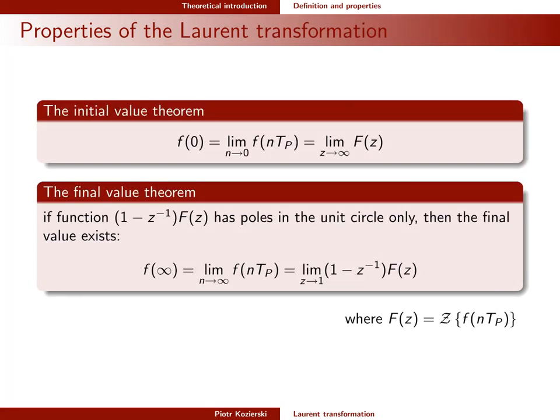And these are the last 2 properties. The first one allows us to calculate the initial value of a function in the time domain using a function in the domain of a complex variable, f of z. The second one allows us to calculate the final value in the time domain. However, in the latter case, we must first check whether the poles of the product 1 minus z to the power of minus 1 times f of z are exclusively inside the unit circle. If not, then the final value does not exist, and if so, you can use the given formula.